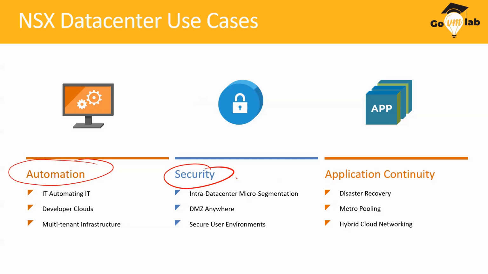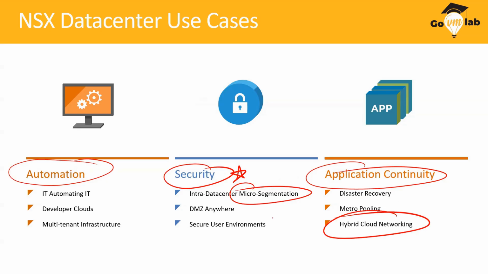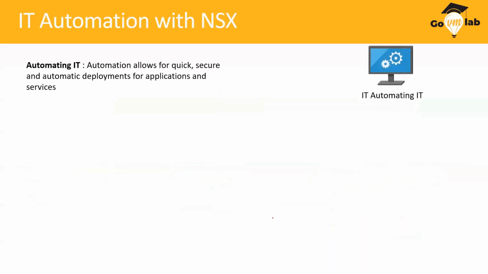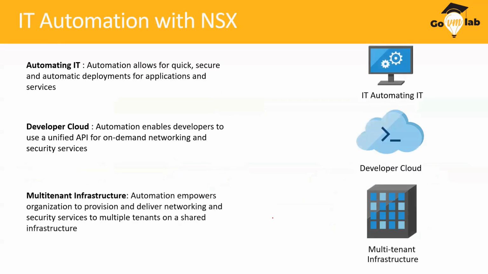Then the second implementation and use case is security, one of the major use cases of NSX, and one of the key reasons why NSX is so popular, because of the microsegmentation. And then the third use case is application continuity, the hybrid cloud networking, whatever we are talking about, right? So NSX really makes hybridity way easier, which was not there with traditional networking. Right? So let's go and talk about these three use cases.